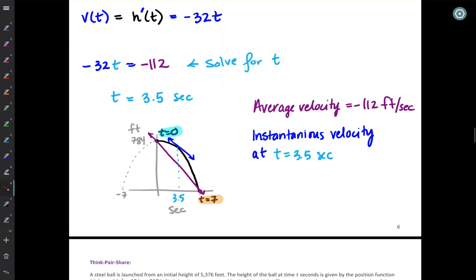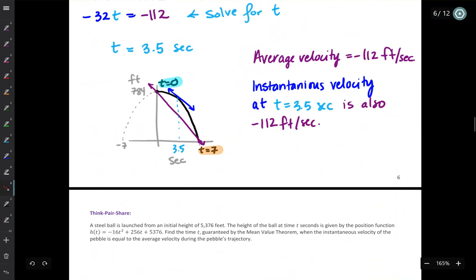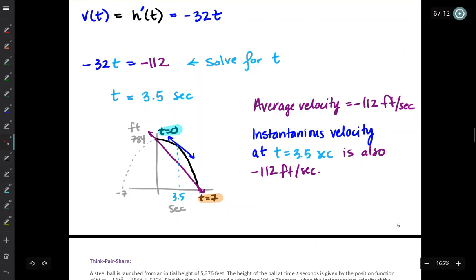It's equal to that average velocity. The negative velocity just means that my pebble is on its way down, so it's traveling at a speed of 112 feet per second, and it's on its way down. Okay, and we are done. We were asked to solve for the t guaranteed by the mean value theorem. Here is the t. Done.